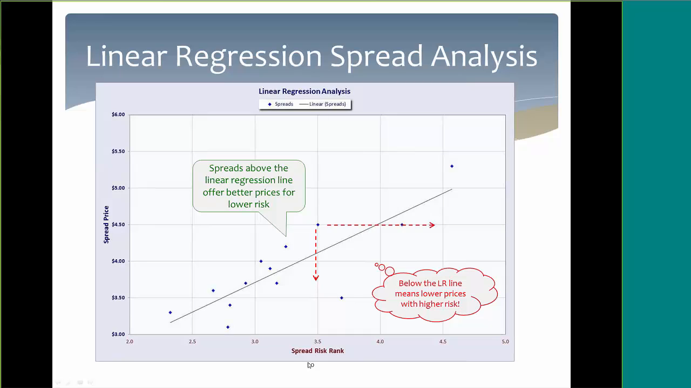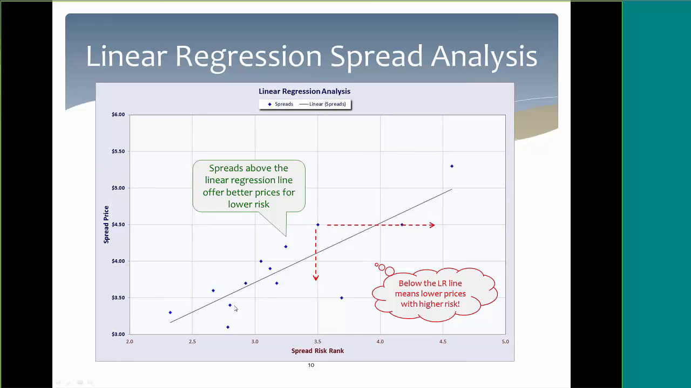And so remember, spread risk ranking, or the spread risk value, the higher the number, the higher the risk. So clearly anything above the linear regression line is going to offer you a better price for a lower risk.